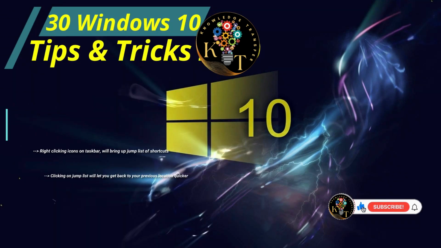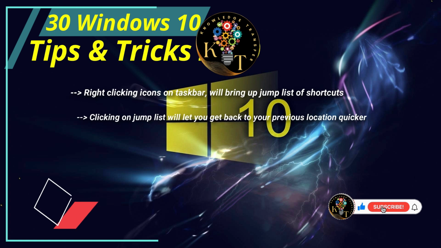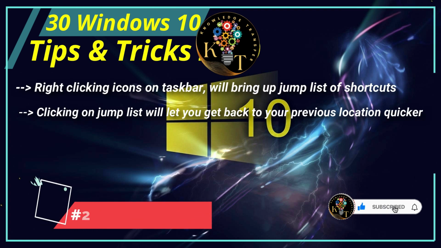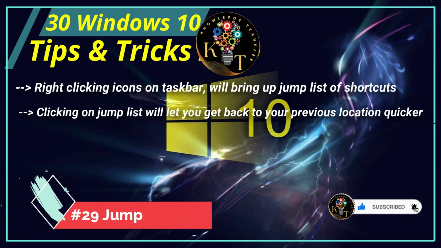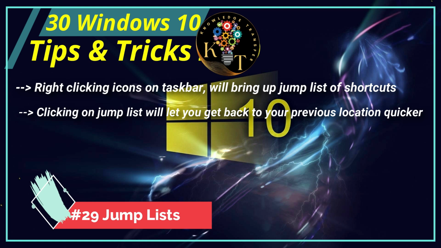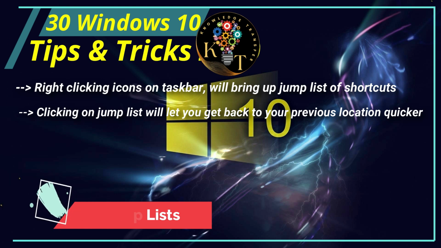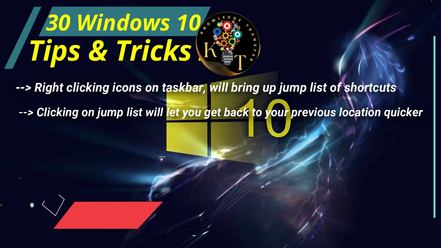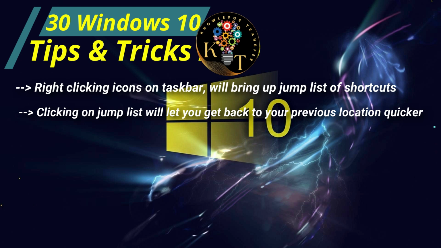Number 29. Jump lists. When you pin programs on taskbar, right-clicking on those icons will bring up the pop-up list of common shortcuts and your most recent closed tabs, tasks, and most visited sites. Clicking on Jump List will let you get back to your previous location quicker.